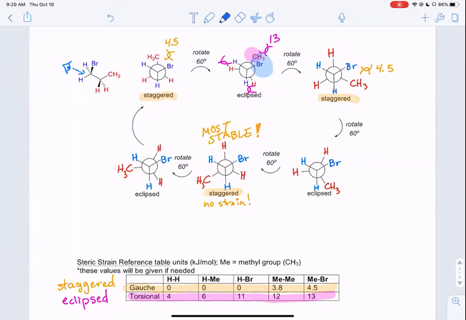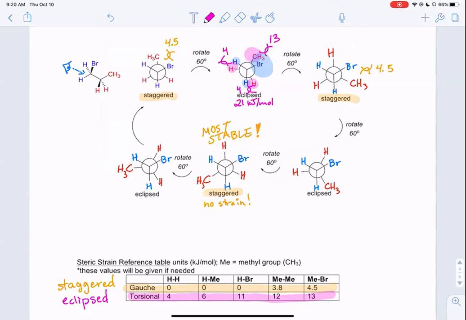Much, much, much smaller interactions between the hydrogen and the hydrogens bumping into each other. So this is why we'll see just 4 kilojoules per mole associated with that. And we add those up to 21. So that's the overall strain associated with that conformation.